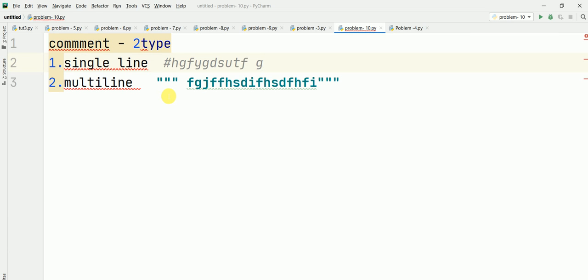In a further lecture, we will go into detail about comments. Basically, comments are of two types. First one is single line comment, and another one is multi-line comment. Single line comment is represented by the hash symbol, and multi-line comment is represented by triple quotes. Single line comment is used to comment a particular line, and multi-line comment is used to comment a multi-line statement.